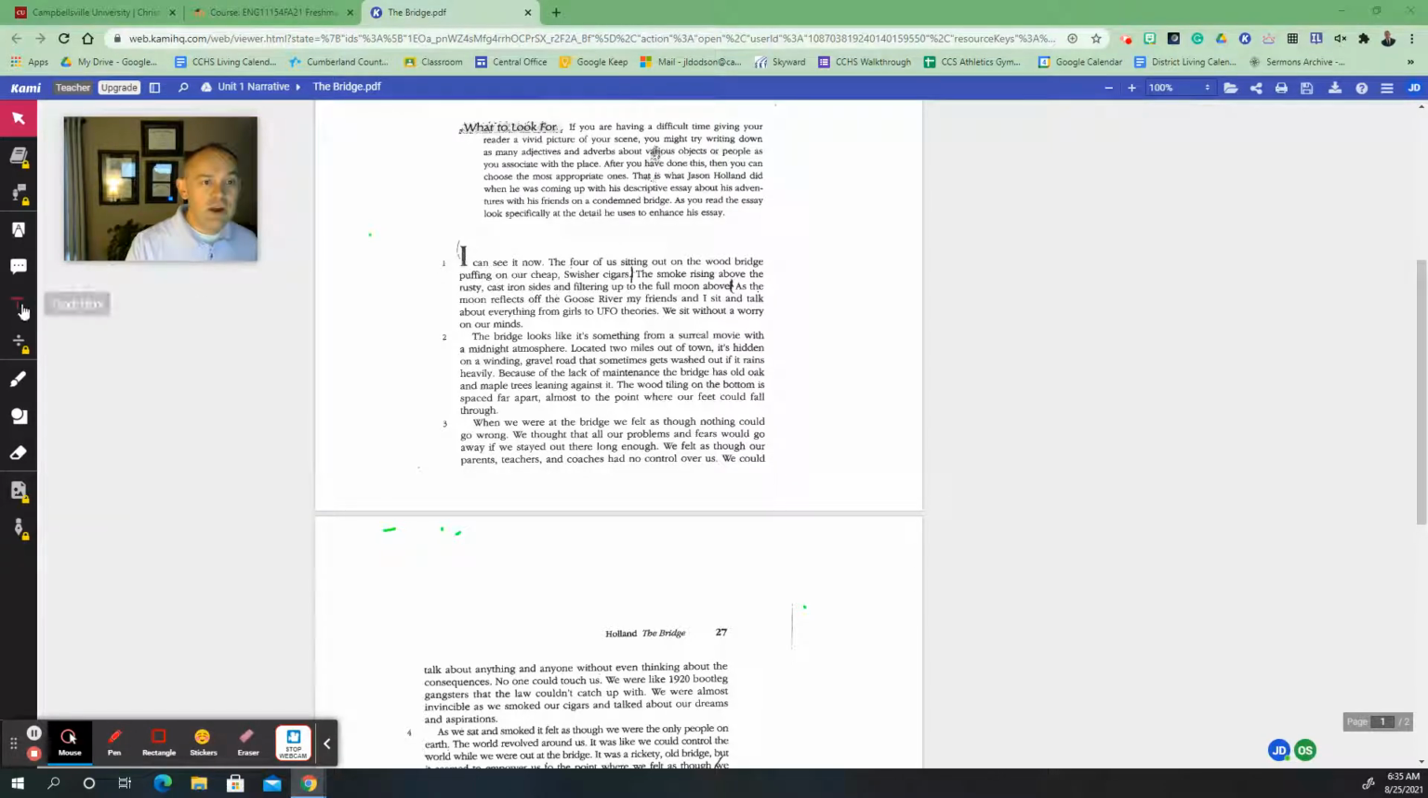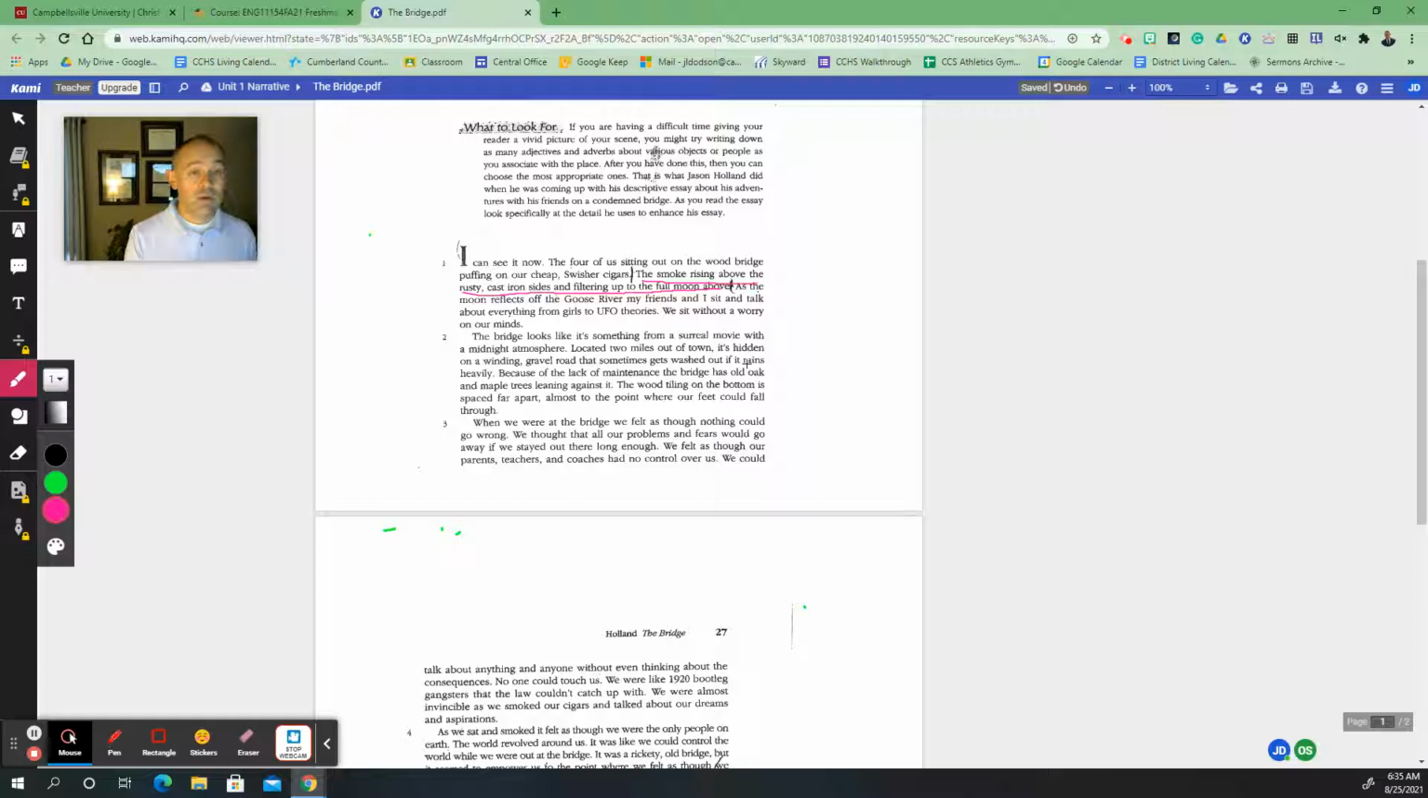You'll notice there are lines such as this. The smoke rising above the rusty cast iron sides and filtering up the full moon above. Now, if you were to type that in a document, it's probably going to underline it as having a grammatical mistake. Can you recognize the grammatical mistake that's there? Is that a complete sentence?